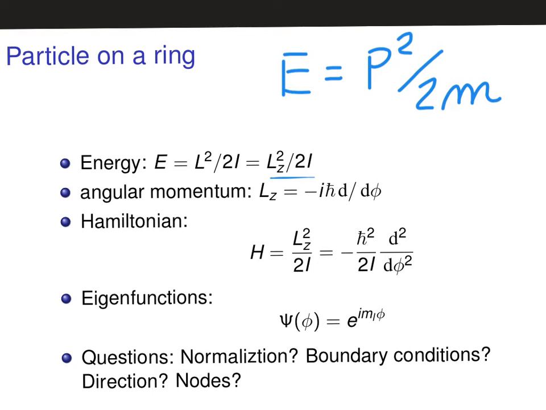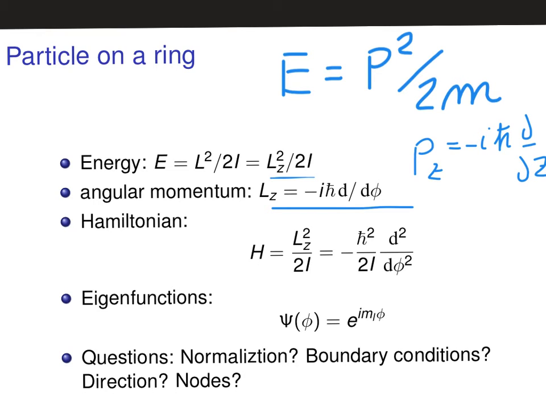So Lz looks like that. Now, again, as Pz is minus iħ derivative with respect to z, then Lz is minus iħ derivative with respect to phi. Okay? And then we can write the Hamiltonian: for the box we write it as p squared divided by 2m, here we write it as L squared divided by 2I. And then we work out the eigenfunction. Again, I will not go through the derivation because we did it last time. Please look it up in the book.